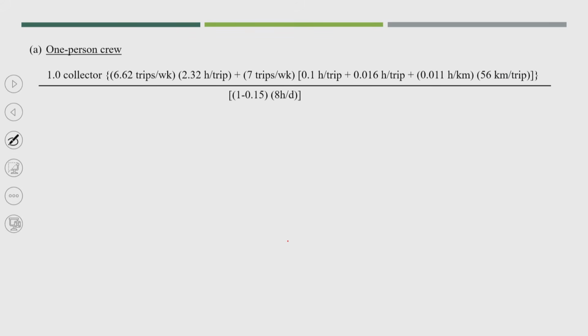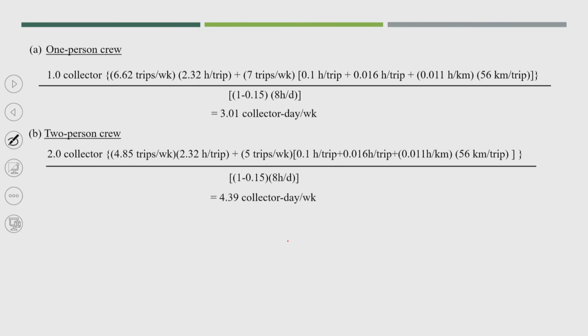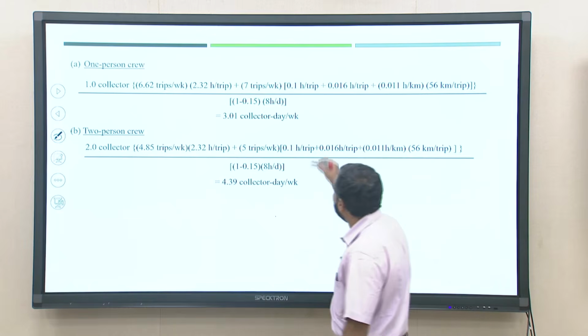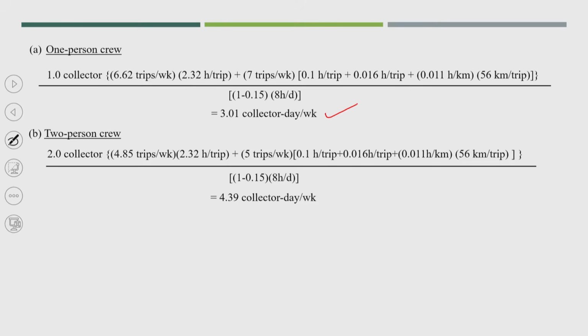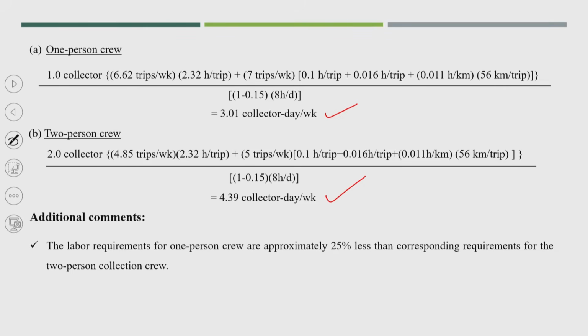Now, we calculate for the 1 person crew, it comes out to be 3.01 collector days per week. So, this many days will be required for the 1 person crew, and the 2 person crew will require 4.39 collector days per week. So, here we can easily compare that the labor requirement of the 1 person crew is a low value compared to the 2 person crew. The major comment on this solution: labor requirement for the 1 person crew is approximately 25% less than the corresponding requirement for the 2 person crew.